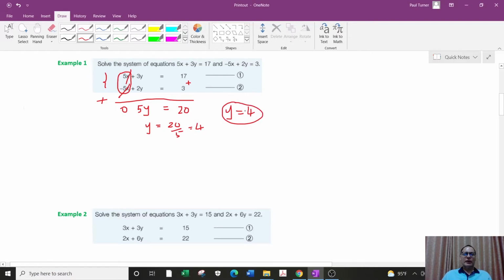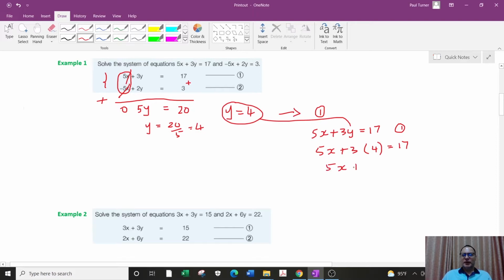Okay, so when you found one value, we substitute back into either equation. So let's use equation 1. And then we've got 5x plus 3y equals 17. That was equation 1. And now we take our y value and put that into y here, and then we can find x. So 5x plus 3y, and y is 4, equals 17.